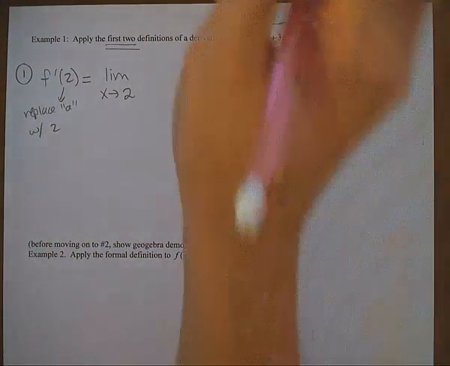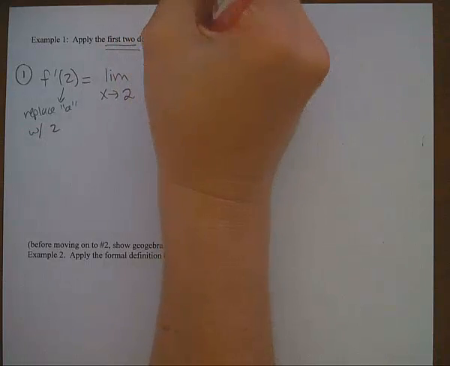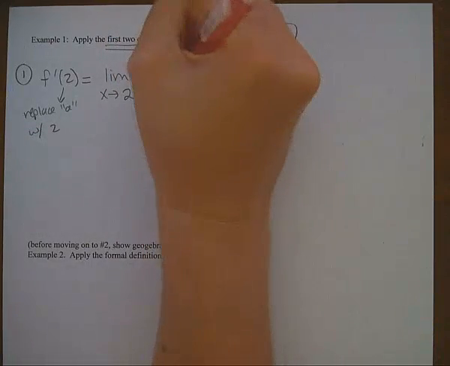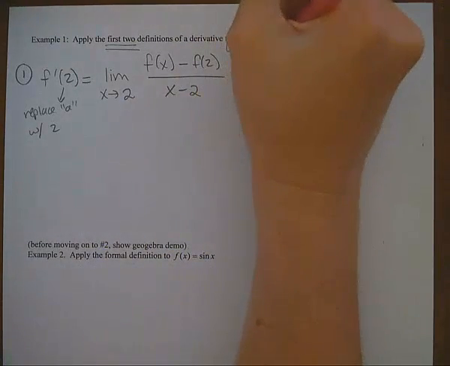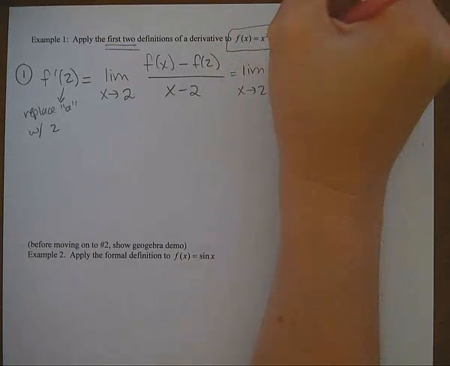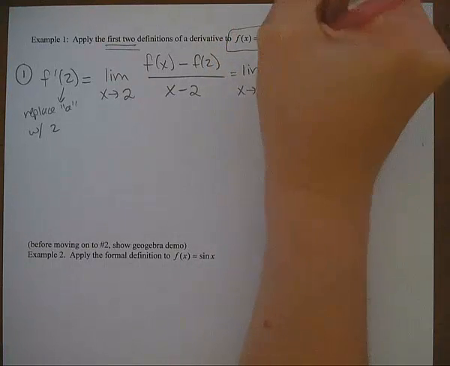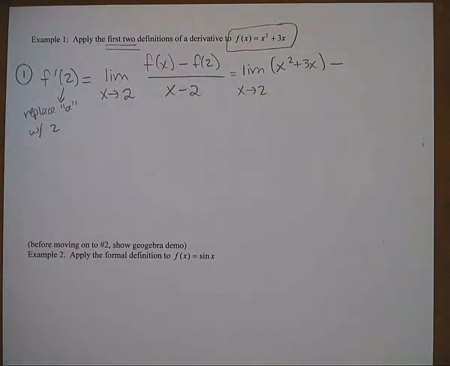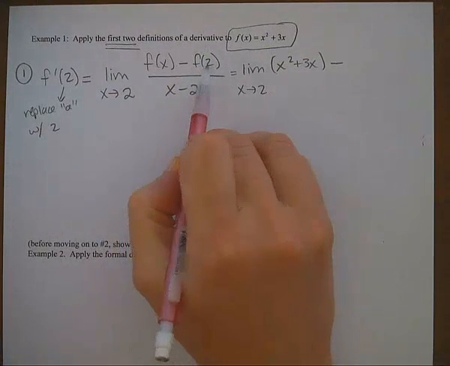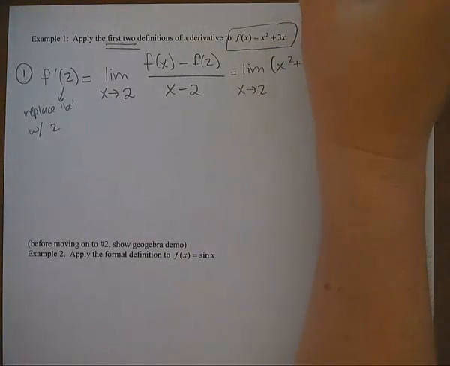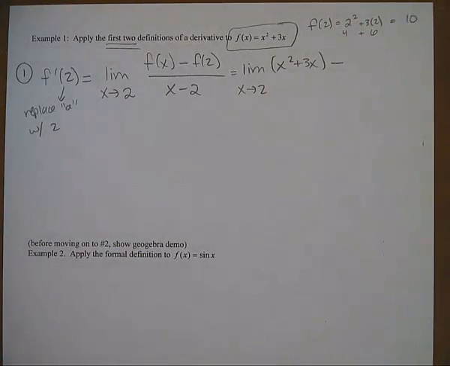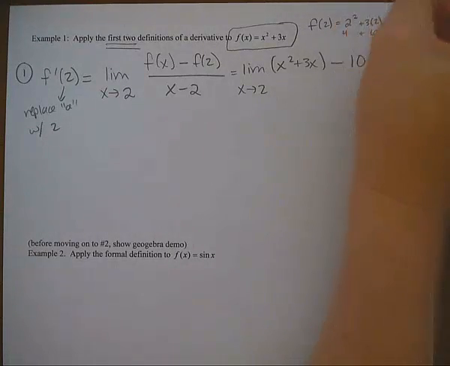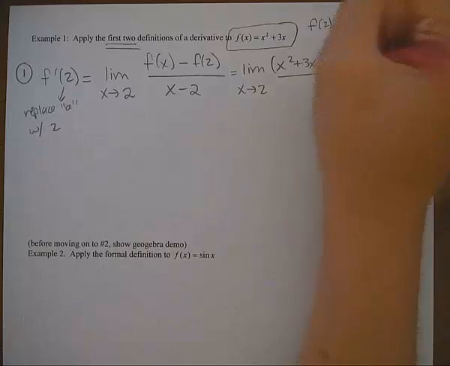So x is no longer approaching a, it's approaching 2. And then I have f of x minus f of 2 all over x minus 2. Well, as we know, f of x is x squared plus 3x. So that's really x squared plus 3x minus f of 2. So f of 2 we could find by plugging 2 into the f of x function, so maybe I'll do that off to the side here. That would be 2 squared plus 3 times 2, so that would be 4 plus 6. So f of 2 is basically 10, so then I'm going to subtract 10. And then I'm going to divide that by x minus 2.